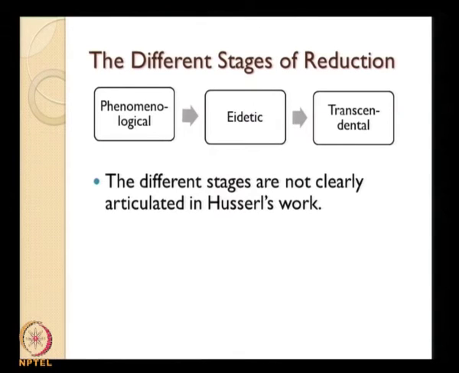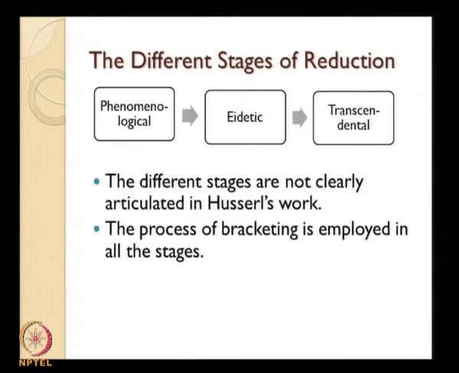In one sense we can say that phenomenological reduction is constitutive of all the 3 stages. They are all important because all of them employ reduction, the process of bracketing. The only difference is that we are going to elucidate the differences between the three. The different stages are not clearly articulated in Husserl's work. Husserl never says that there is a heading under which he discusses phenomenological or psychological reduction and another heading under which he discusses the next; nothing of that sort is found in his work. These are scholars who, after reading Husserl's work, came across different stages of reduction and finally articulated them as three: phenomenological, eidetic and transcendental. The process of bracketing is employed in all the stages.